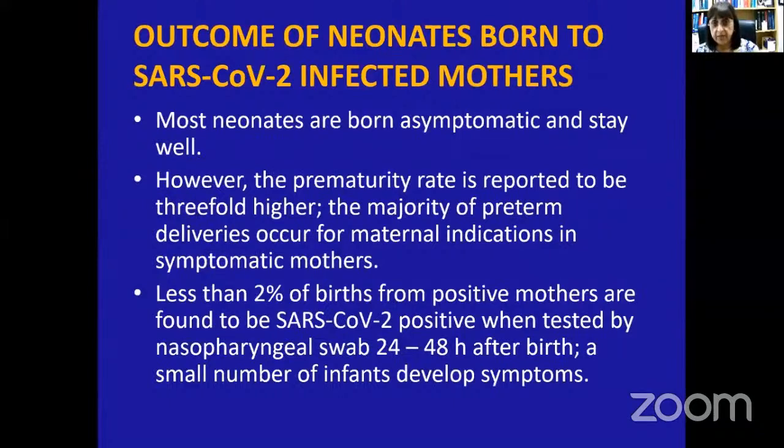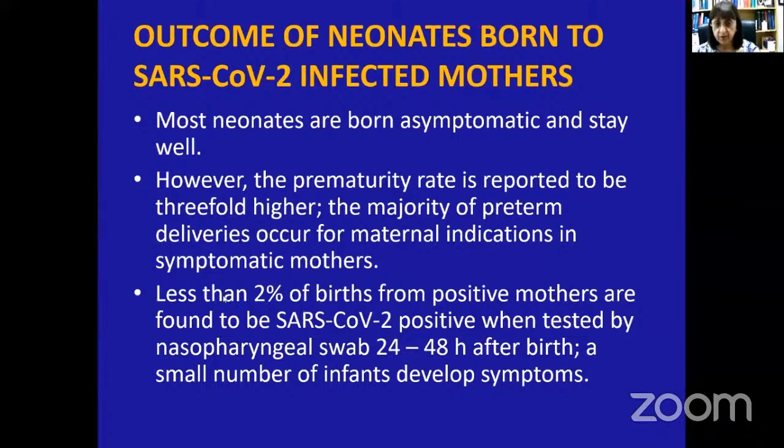The outcome of these babies is the following. Most neonates are born asymptomatic and stay well. However, the prematurity rate is reported to be threefold. The majority of preterm deliveries occur from maternal indications in symptomatic mothers. There is no reason to deliver a mother prematurely if everything is going reasonably well for her. However, in many instances, a mother is deteriorating and a decision is made to deliver the baby.